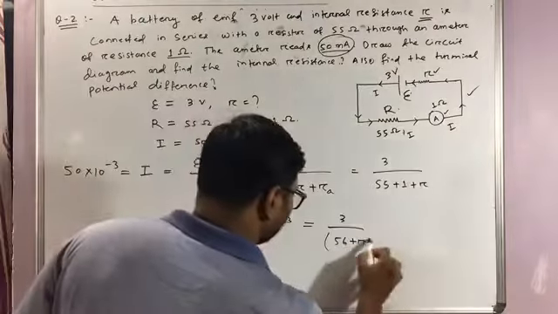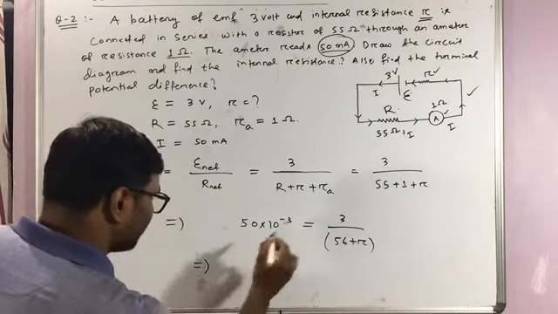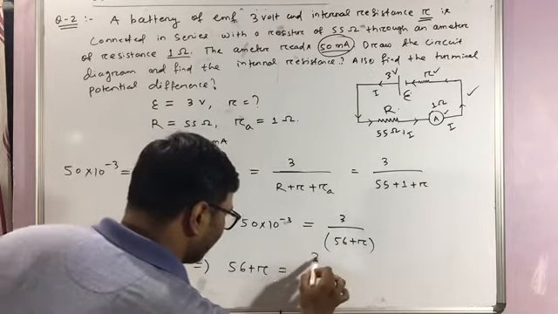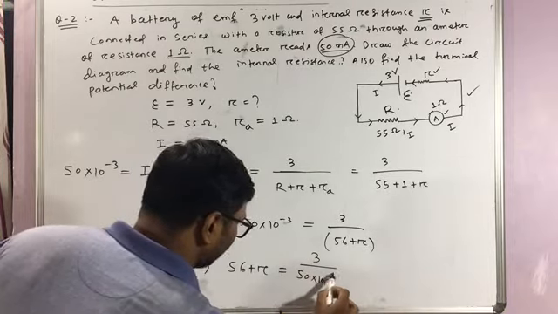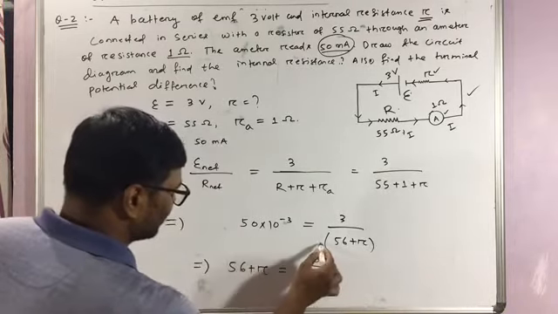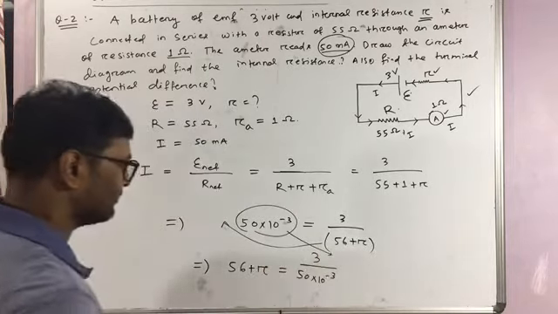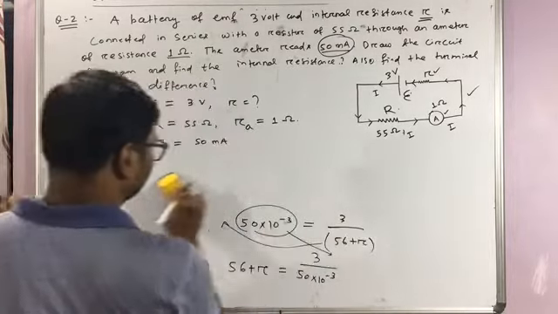Now we need to find out the value of R. From this equation, I can write 56 plus R is given by 3 divided by 50 into 10 to the power minus 3, just cross multiplication. This term has come here and this term has come to the denominator. Now let us erase this part.